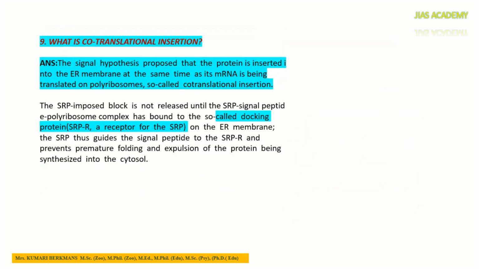And now let us see what co-translational insertion is.